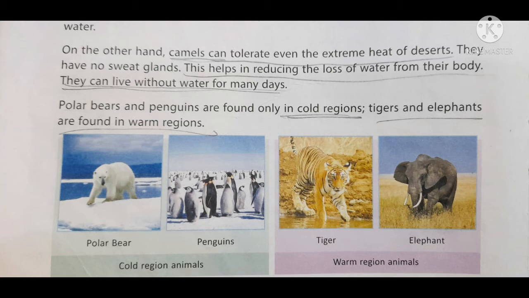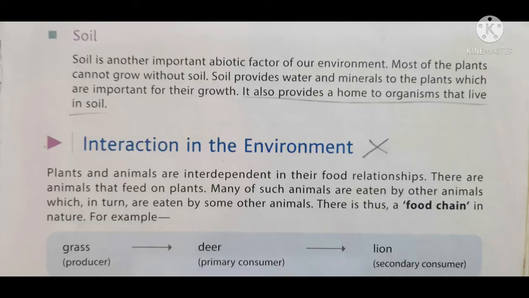So our next example is soil. So let's see the soil. Soil is another important abiotic factor of our environment. Most of the plants cannot grow without soil. Soil provides water and minerals to the plants, which are important for their growth. It also provides a home to organisms that live in the soil.